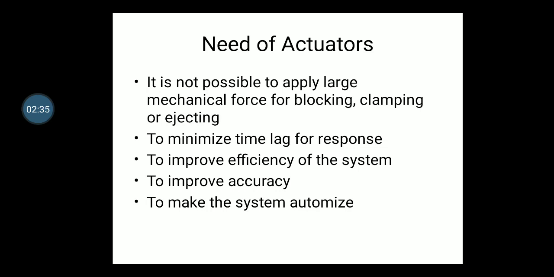Another need is to minimize the time lag for the response. Since it is automated, it will take just a second, just a click of your mouse, and your action will start. To improve the efficiency of the system: since the time lag is very small, our efficiency will increase. To improve the accuracy: humans can make mistakes, but if you have a system, you will get good accuracy. To make the system automatic, you need the actuator. So all these are the needs of the actuator, why we are using actuators.